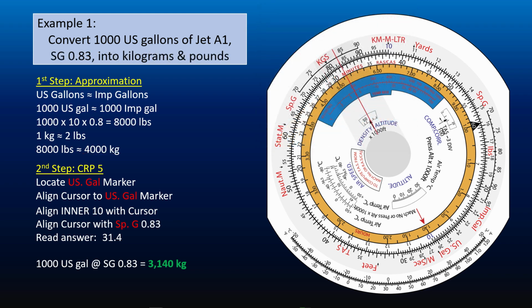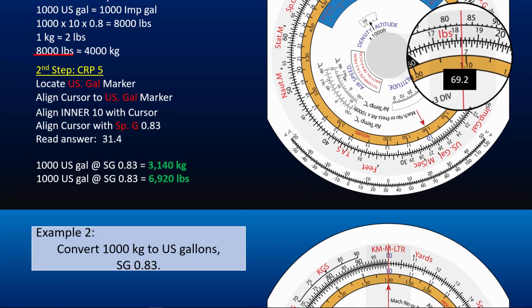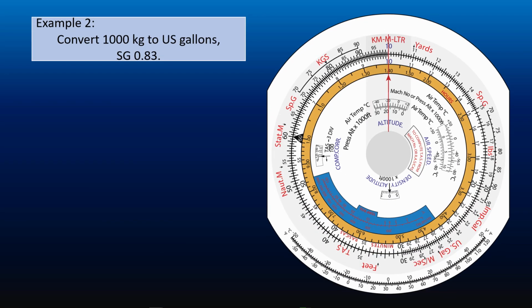Let's use the same example to find the mass in pounds. Ensuring the scales are in their relative position, move the cursor to align it with 0.83 on the pounds SP.G scale. Read the answer on the inner scale. 69.2. Our approximate value tells us the final answer is 1,000 US gallons at 0.83 specific gravity equals 6,920 pounds. Now let's look at example 2.